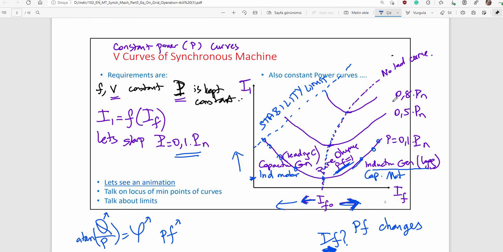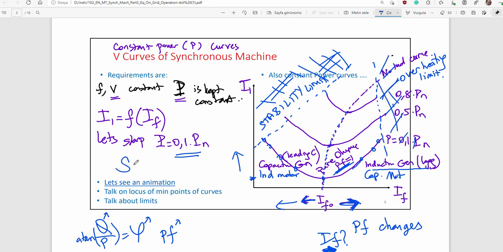So the right hand side here is the overheating limit. So the machine must be operated in that region. Here are inhibited regions due to machine limits.